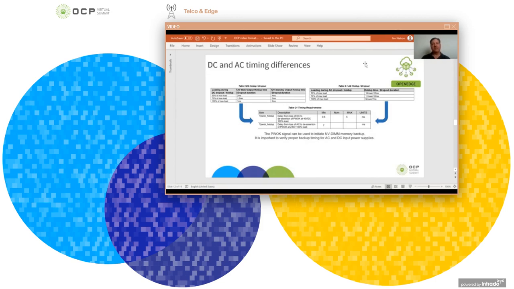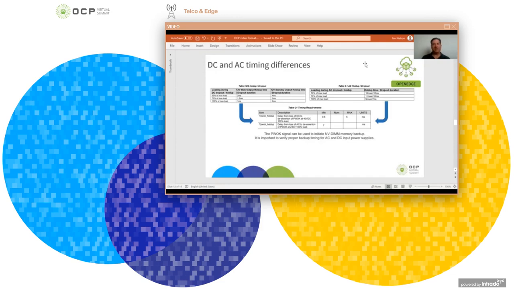So as you can see, for the DC loss, there's quite a wide variety where the amount of time that is giving the system an opportunity to shut down gracefully could be as low as a half a millisecond to a max of 5. For the AC to DC input version of the same product, there's a minimum of 7 milliseconds that the system has to make decisions of how to shut down gracefully.